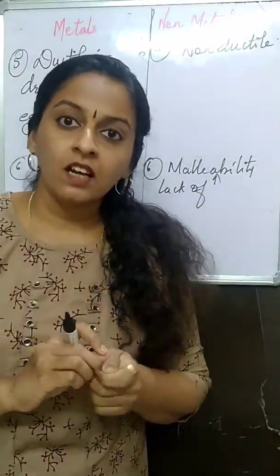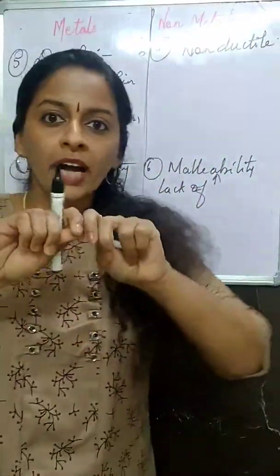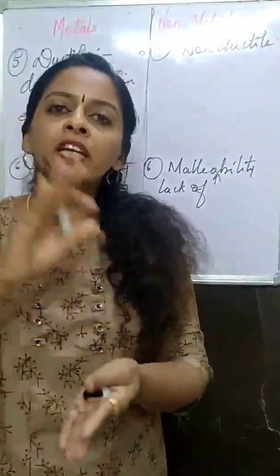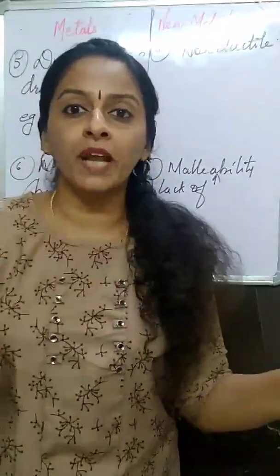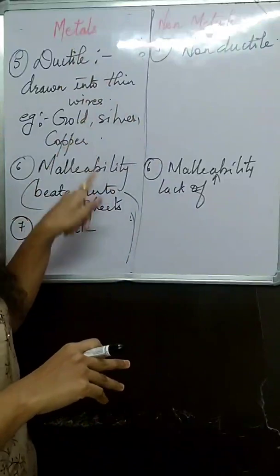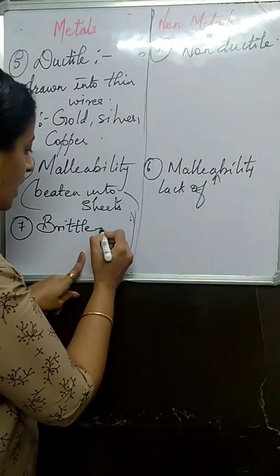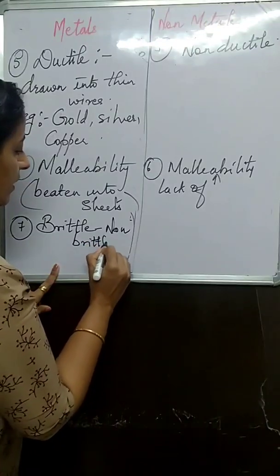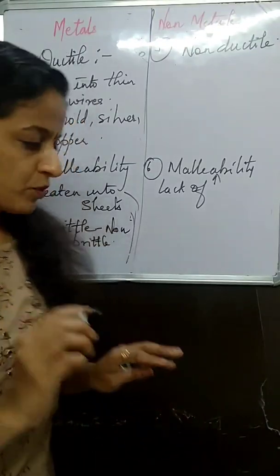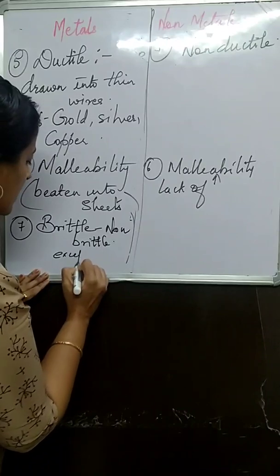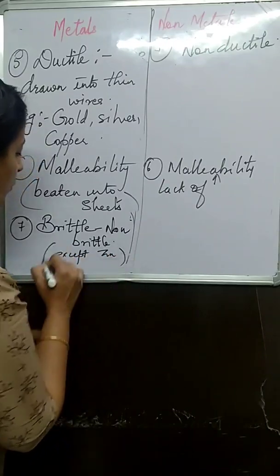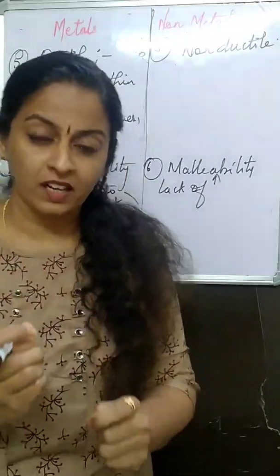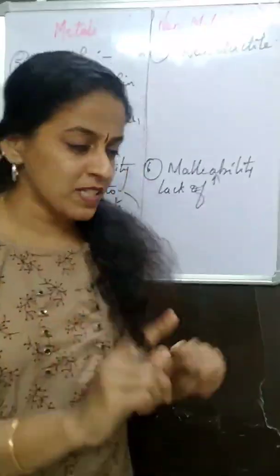They are brittle. Now these metals, you can't break them. You can convert them into thin wires or you can beat them into sheets, but you can't break them. So can I call metals as brittle? No, they are non-brittle. Okay, except zinc. So there is an exception here, except zinc. Zinc, if you put force on zinc, it may break. Okay, it may break. Use your common sense.